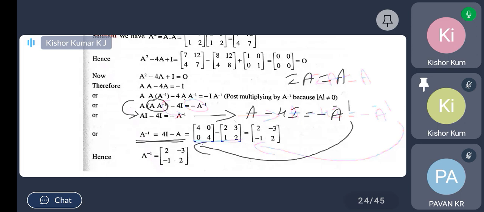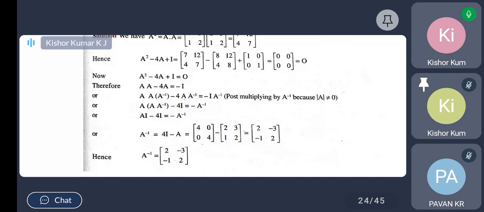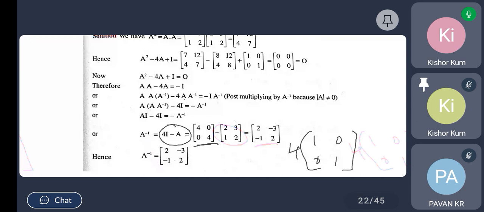Not only up to here, after this you have to find the exact value just by replacing the elements of the RHS. You have 4 into I. You should multiply the constant 4 with the identity matrix. Here identity matrix means you have to consider a 2 by 2 order. 4 into 1, 0, 0, 1. So multiply this, you will get 4, 0, 0, 4, minus, replace the matrix A as it is: 2, 3, 1, 2. So it is the subtraction of our two matrices.